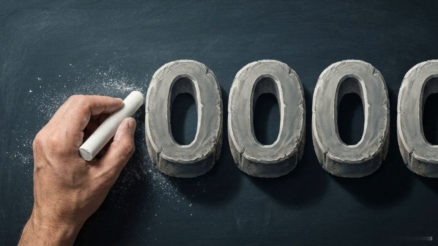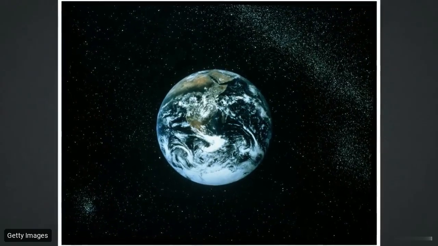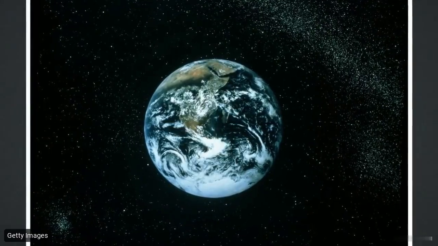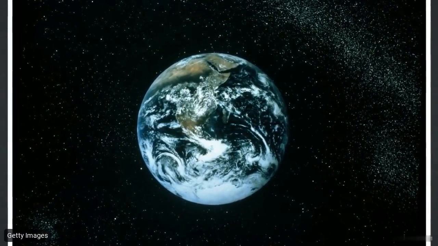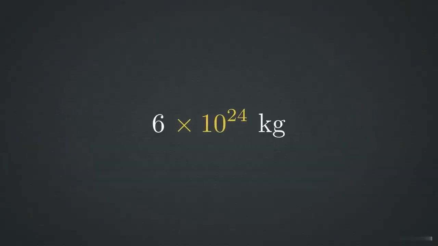Step 2 is managing scale. Chemistry deals with measurements so massive or incredibly tiny that writing them out in standard form wastes valuable time on an exam. This is the Earth. Its mass is approximately 6 septillion kilograms, a number with 24 digits. Writing that out by hand is physically unmanageable. Instead, we compress this down to 6 times 10 to the power of 24 kilograms.